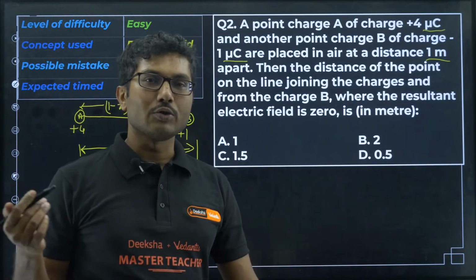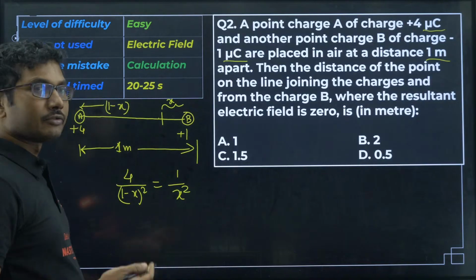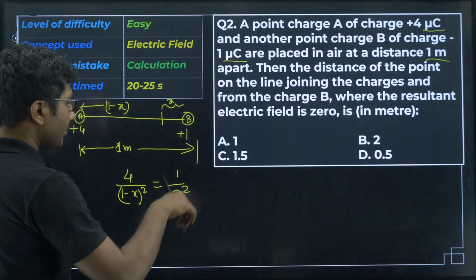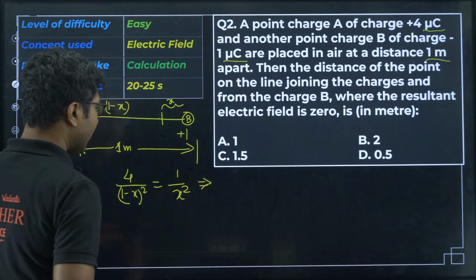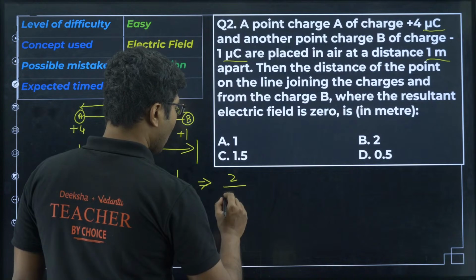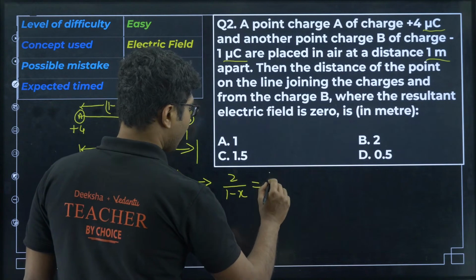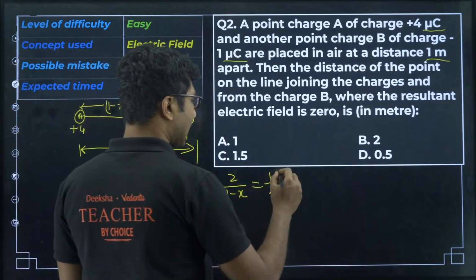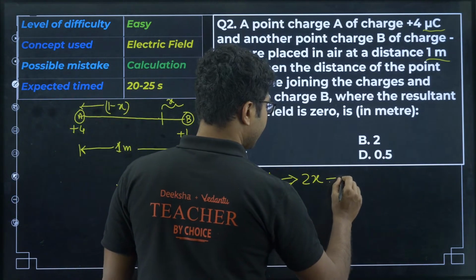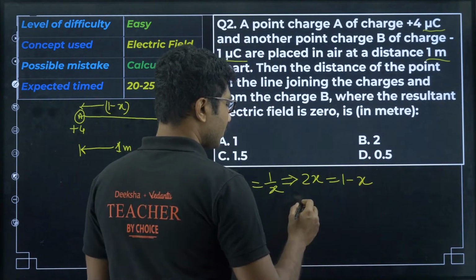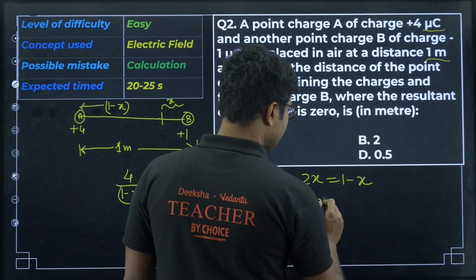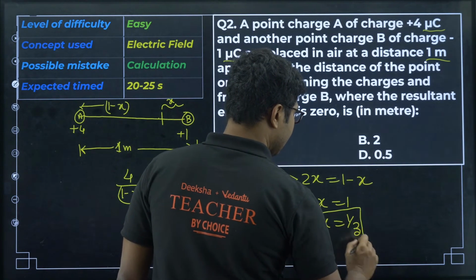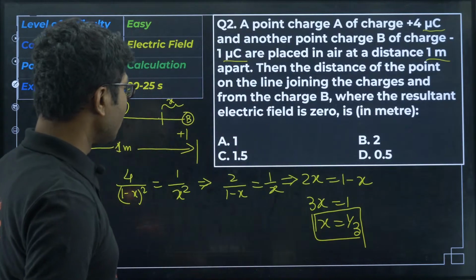Now electric field is kq by r square. Now k is constant, so they will cancel each other. So this is the shortcut way to solve this question. Now you have to take the square root on both sides. If you take the square root, you can write 2 by (1 minus x) equals 1 by x. So now you have to improve your mathematical calculation ability. So 3x equals 1, or x equals 1/3. So this is the answer. Not super difficult. So 1/3.